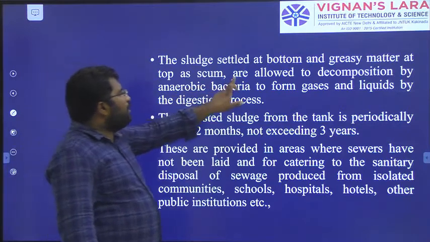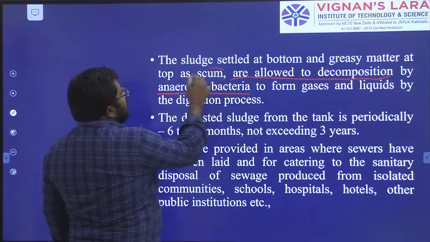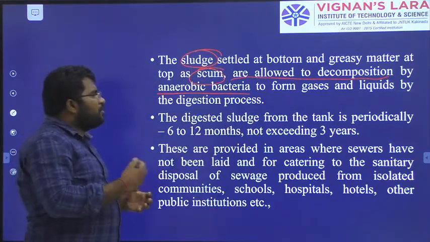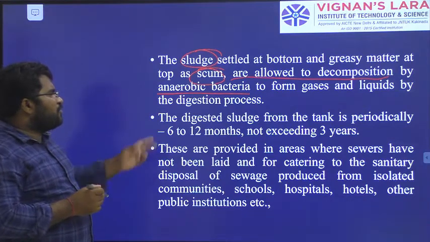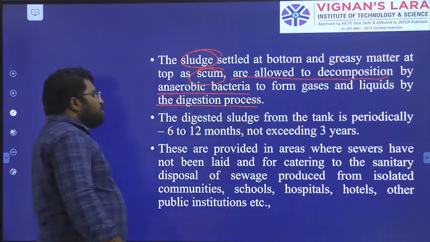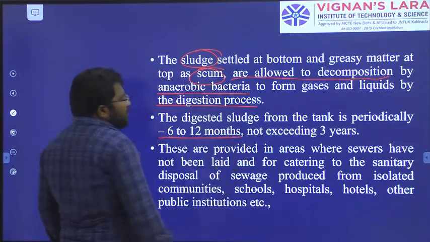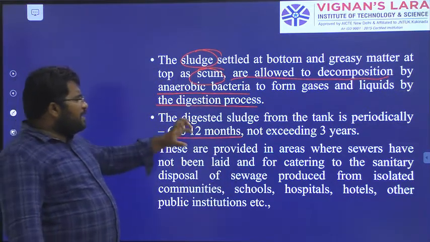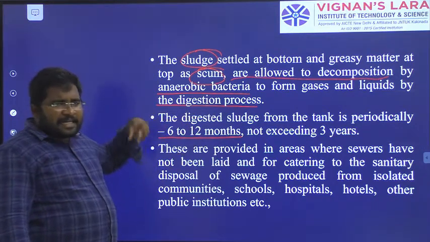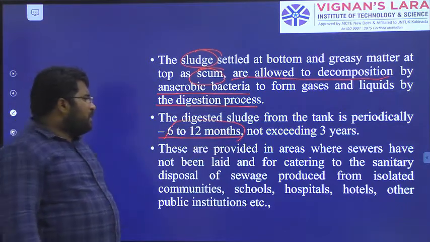They are allowed to undergo decomposition by the anaerobic bacteria. Both scum as well as sludge are going to digest under anaerobic conditions to form gases and liquids by the digestion process. The digested sludge from the tank is periodically, that means every 6 to 12 months, removed. So the digested sludge from the tank is periodically cleaned, minimum 6 to 12 months and not exceeding 3 years.